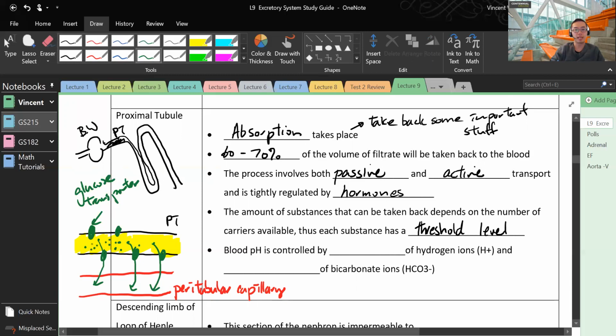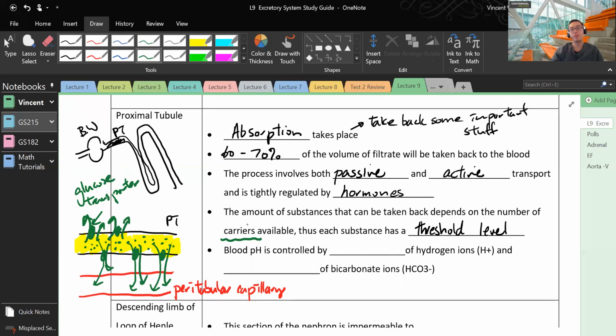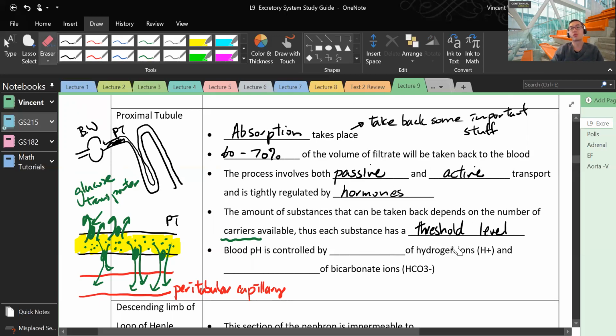Okay, maybe the person is diabetic or something, and has lots of sugar. So if all of the protein pumps are working at full speed, as fast as possible at maximum capacity, then you won't be able to absorb all the glucose. Some of the glucose will pass through. Once all the carriers or the transporters for a particular substance have maxed out their capacity, you will no longer be able to absorb any more of that substance. And that's the threshold level for that substance.